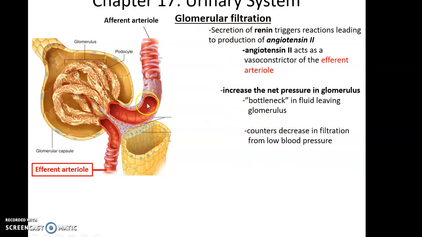So the juxtaglomular apparatus and the efferent arteriole, they are able to stimulate the secretion of renin, which then leads to a whole complicated hormone chain of events that eventually lead to the production of angiotensin II that will cause the efferent arteriole to constrict. This then acts as a bottleneck, preventing fluid from as efficiently leaving the glomerulus, causing more filtrate to be produced. So it counters a decrease in blood pressure to keep the pressure in the glomerulus high enough to allow for efficient production of filtrate.